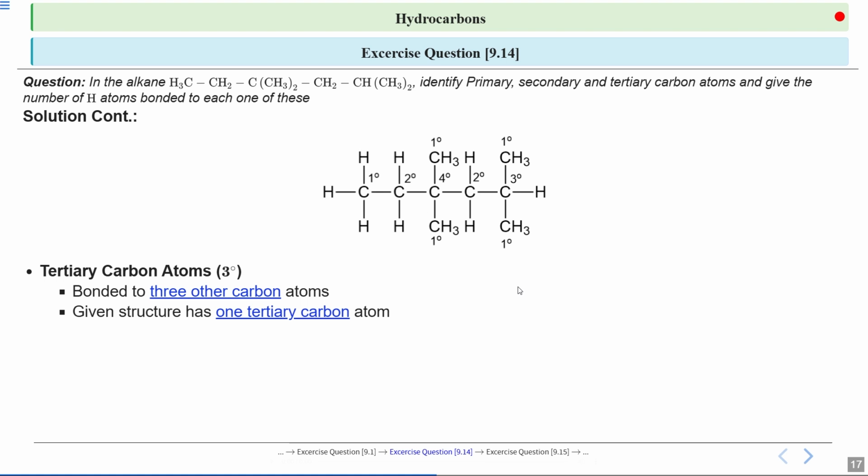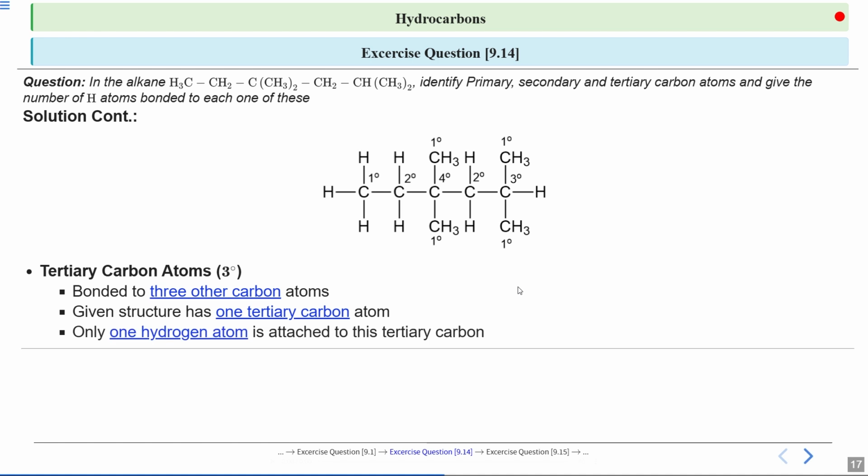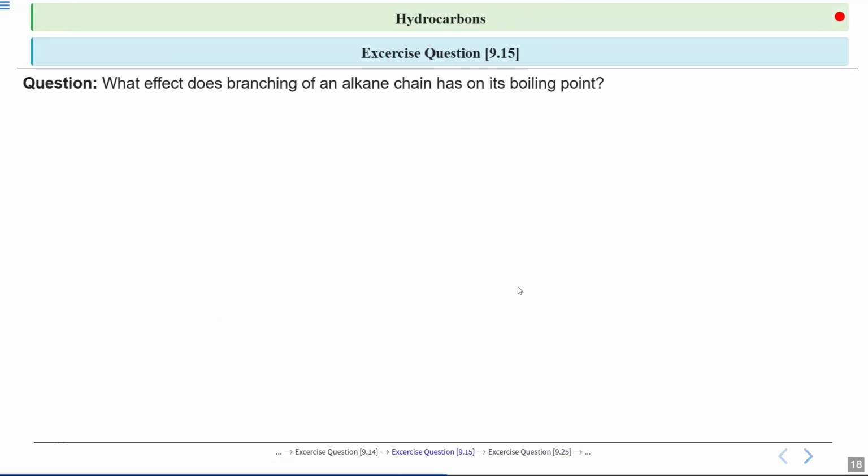So, in this structure, we have one and only one tertiary carbon atom. Recognizing this is very important because it affects the molecule's stability and reactivity. So, tertiary carbons are often more reactive and more stable due to the surrounding carbon atoms. This tertiary carbon atom has only one hydrogen atom attached to it. This is the typical characteristic of a tertiary carbon, as most of their bonds are with the other carbon atoms.